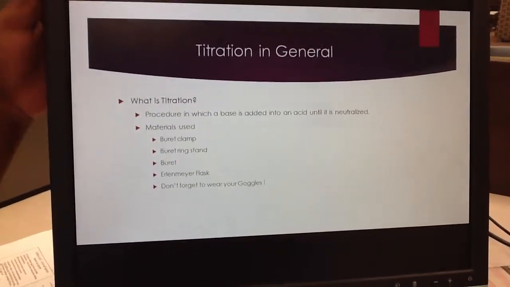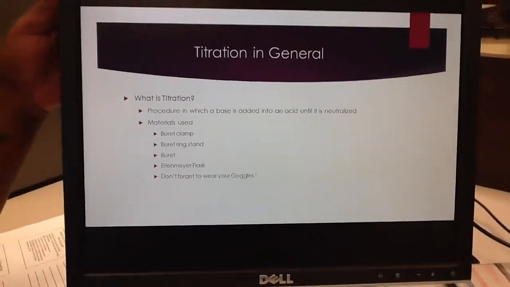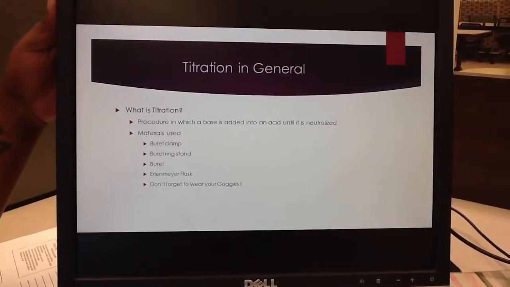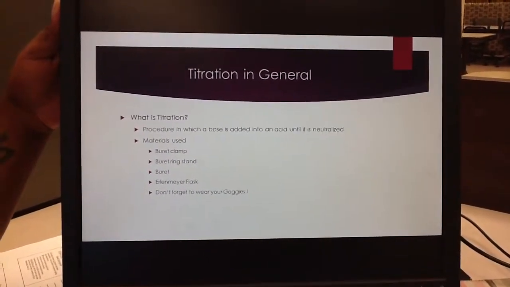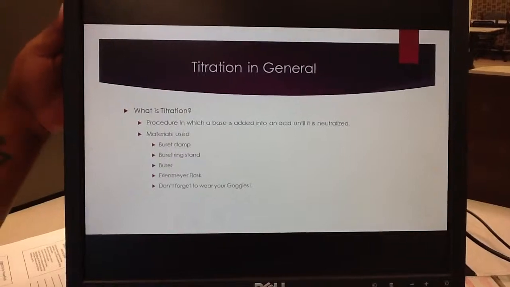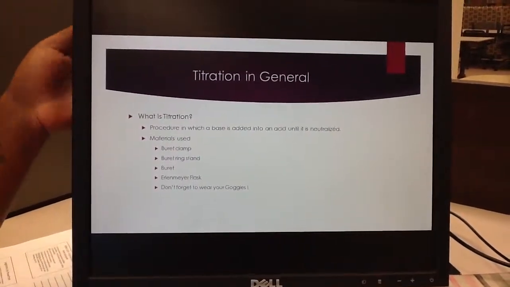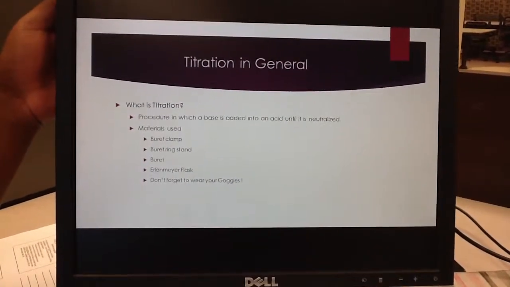Titration in general. What is titration? Titration is a procedure in which a base is added into an acid until it is neutralized. Materials used. We used a burette clamp, a burette ring stand, a burette of course, an Erlenmeyer flask, and don't forget your goggles.